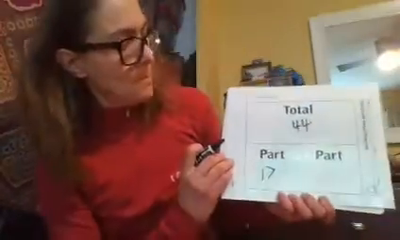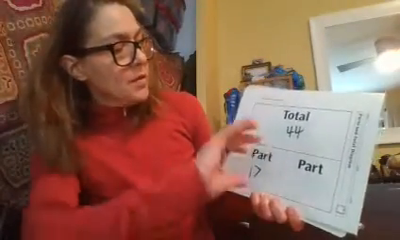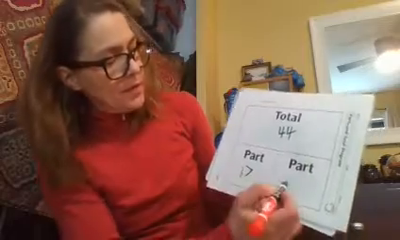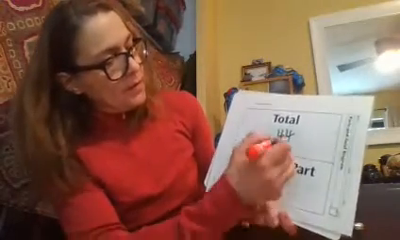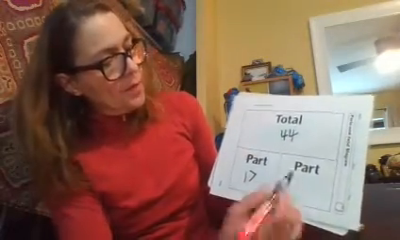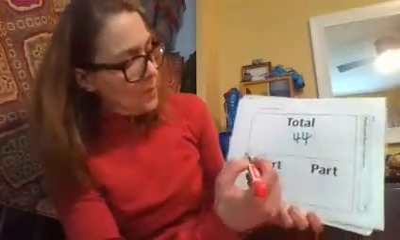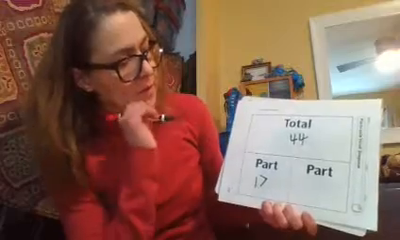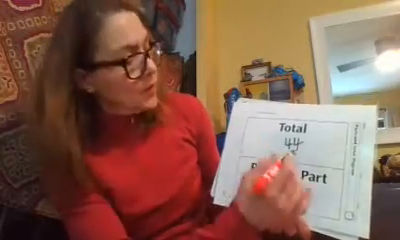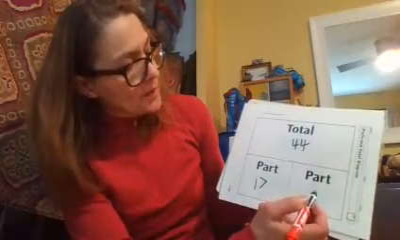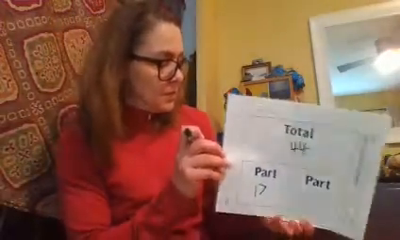And when you think about it this way, you can see that it could be 17 plus this would equal 44. The unknown plus 17 would equal 44. Or 44 minus 17 will equal the unknown. Or 44 minus the unknown will equal 17. So you can think in terms of the fact families.